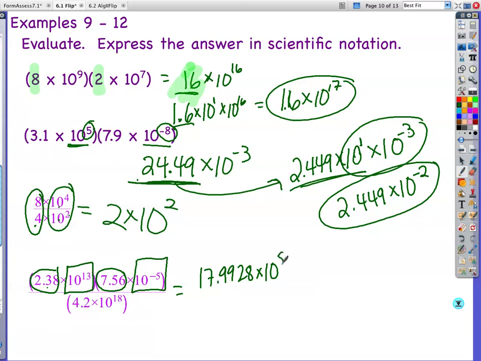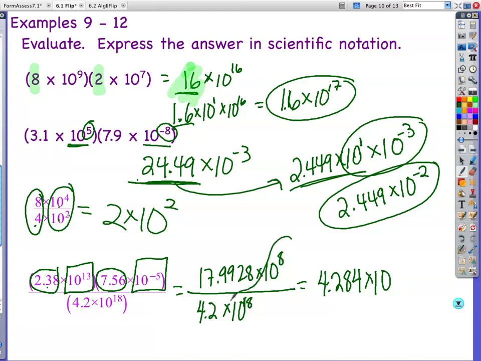add my exponents. So I have 10 to the 8th power over 4.2 times 10 to the 18th power. Oops, this has to be 18. All right, I'm just going to calculate this on my calculator. 17.9928 divided by 4.2 gives me 4.284 times 10 to the 8 minus 18, because when I'm dividing with like bases, I subtract my exponents, so that's the negative 10th power. All right, and that is scientific notation.